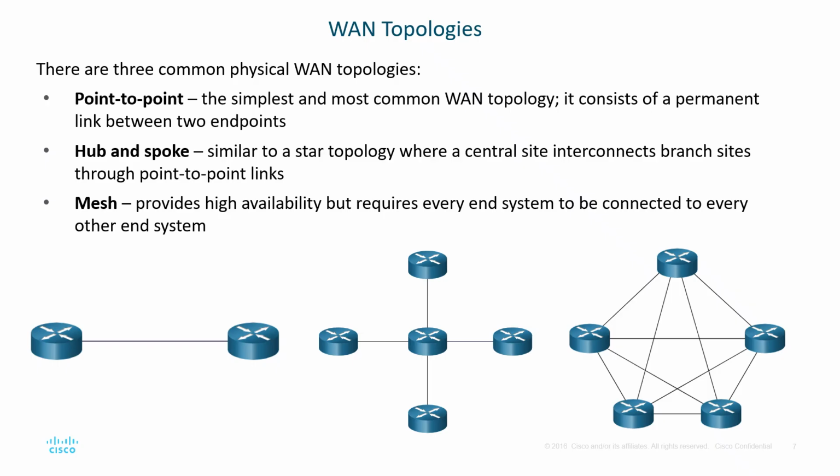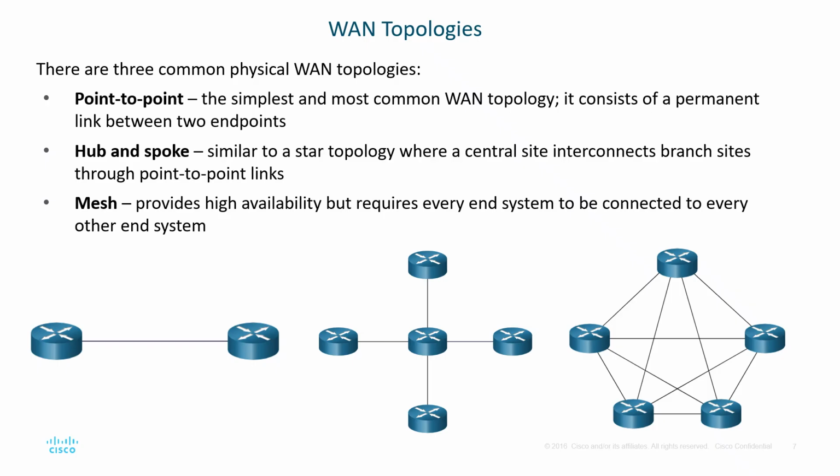Now, we talk a little bit about WAN topologies. Please understand, you do not need to know how to configure these. They just bring them up here. I'm never really sure why they bring them up here because we're not going to do anything with them. But if you have a question regarding WAN topologies, these are the three that you want to know. Point-to-point is the simplest and most common WAN topology. It consists of a permanent link between two endpoints.